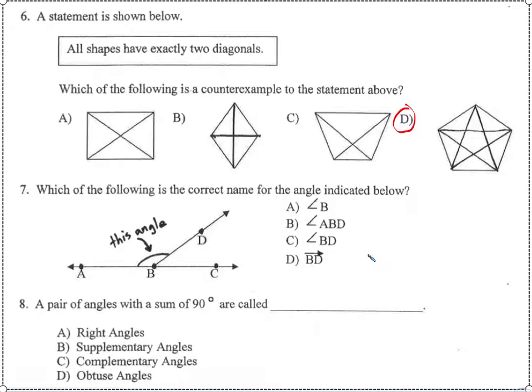Number 7, which of the following is the correct name for the angle below? And I think everyone got this correct. It's ABD for the correct answer of B. Angle B is not enough because angle B could refer to this angle right here if you're wondering.